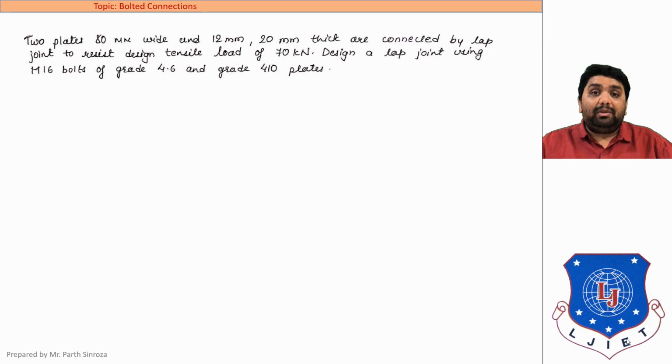So moving on to the first sum, we will be seeing in depth what clauses we will be using, what the page numbers are, and what equations we will be using. So this is our first sum. Here it is said that two plates 80 mm wide.